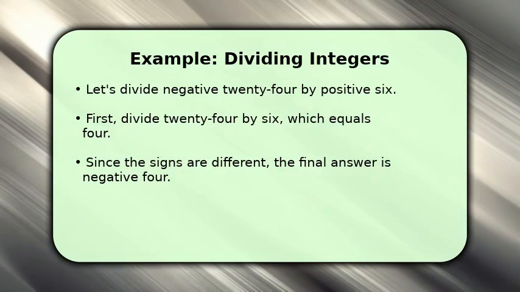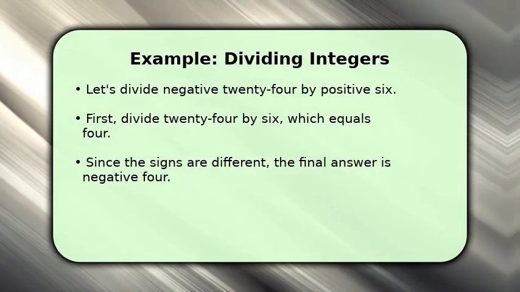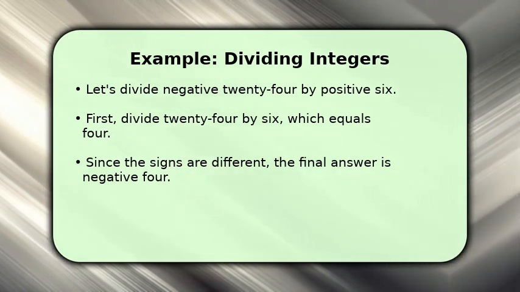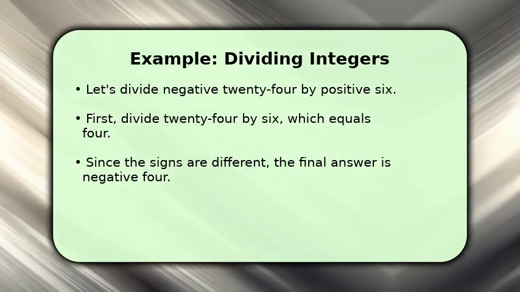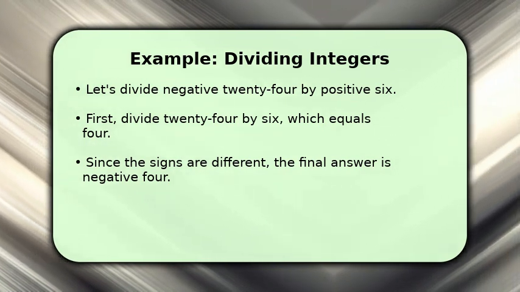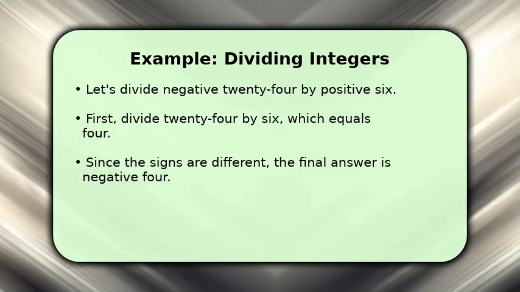Let's walk through an example together. Imagine we need to divide -24 by +6. Our first step is to divide the absolute values. 24 divided by 6 equals 4. Now, we consider the signs. One number is negative and the other is positive, meaning they have different signs. Therefore, our final answer will be -4.